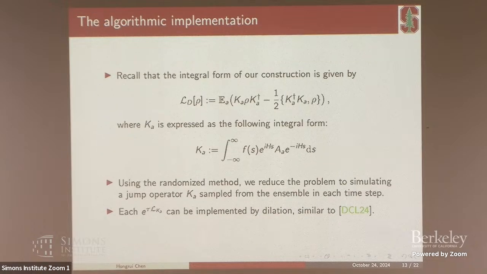So now we discuss how to use the randomized method to simulate the equation we construct. Recall that our construction has this integral form. It's an expression over all the jump operators, and each jump operator is given by the integral of the Heisenberg evolution, and each A is a random Hermitian matrix. Using the randomness method, we can reduce the problem to just simulate a single K_A for a short time.